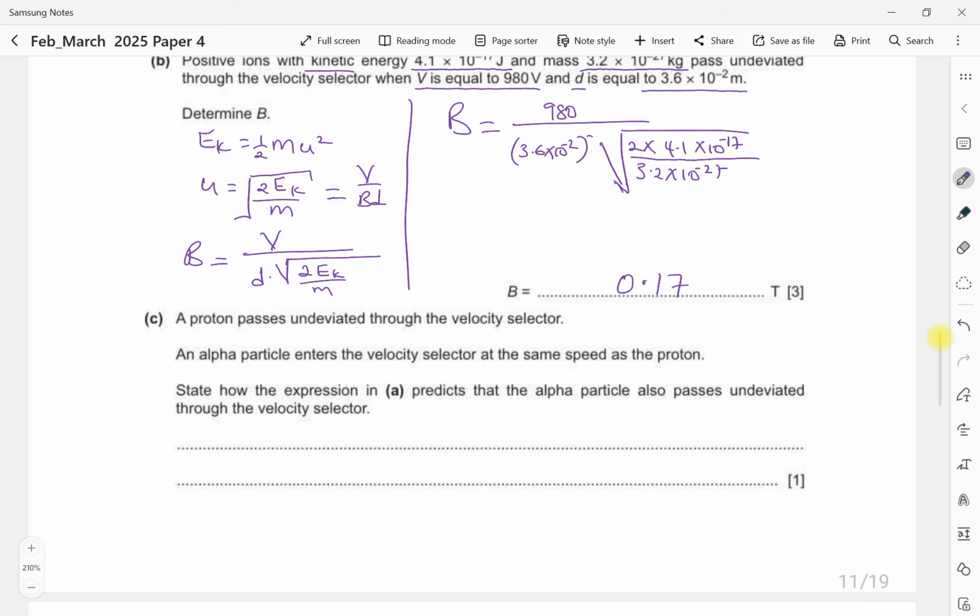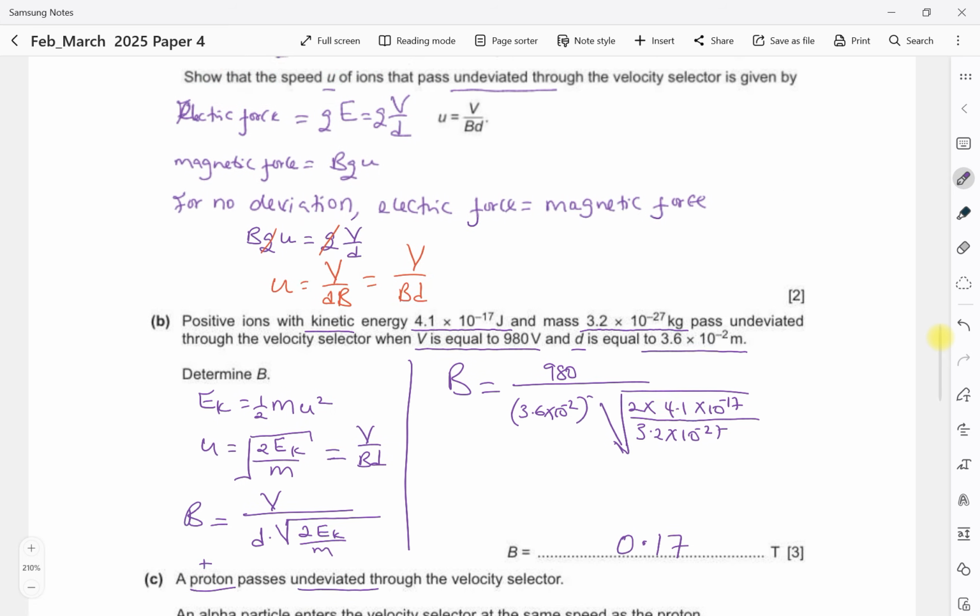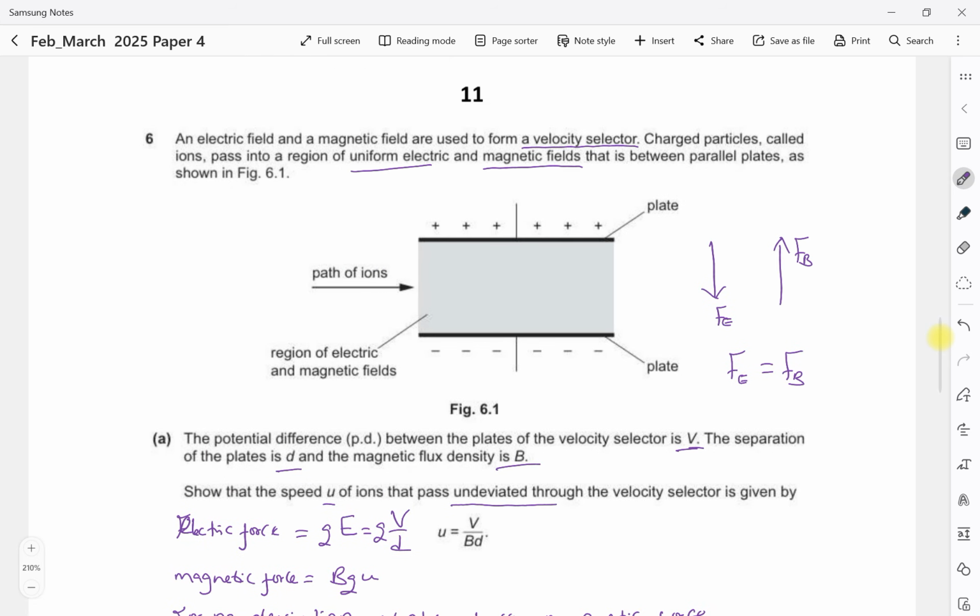So this is 0.17 teslas. A proton passes undeviated through the velocity selector. It is a proton, which is positive. First of all, for a positively charged particle, the force due to the electric field is in the same direction as the electric field. So the electric force is going to be downwards on the positively charged particle, and then it means that the magnetic force must be upwards on the positively charged particle.